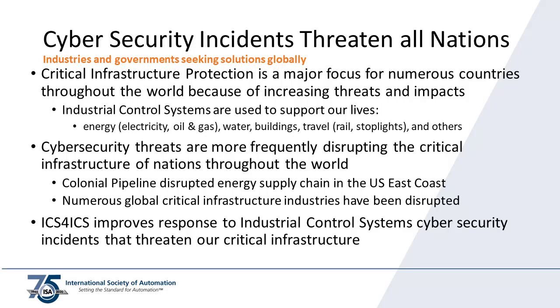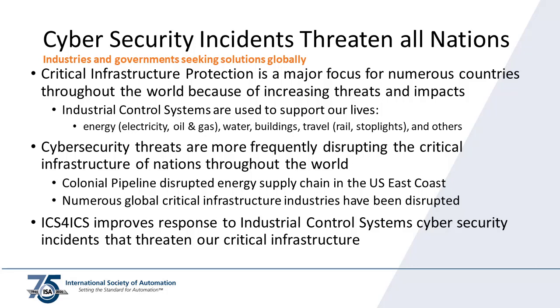Industrial control systems are used to support our lives. Examples are energy sector, such as electricity, oil and gas, water, buildings, travel, like rail and stoplights, and others. Cybersecurity threats are more frequently disrupting the critical infrastructure of nations throughout the world. Colonial Pipeline disrupted energy supply chain along the U.S. East Coast. Numerous global critical infrastructure industries have been disrupted as well.